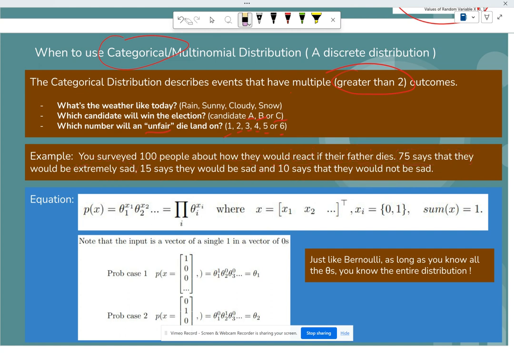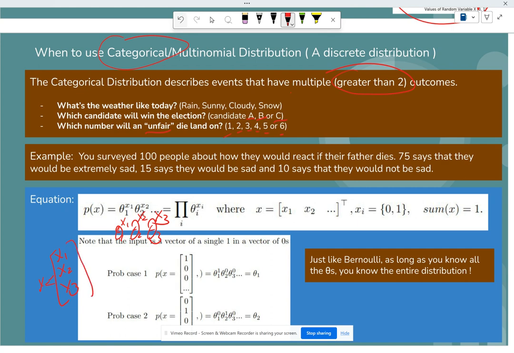Well, previously we had theta and then 1 minus theta. But over here, you have three cases, right? There are three cases: extremely sad, sad, and not sad. So these are the three different cases. That means all you need is theta 1, theta 2, theta 3, x1, x2, x3. So in this case, x is a vector, x1, x2, x3.